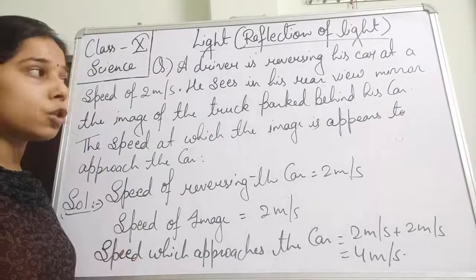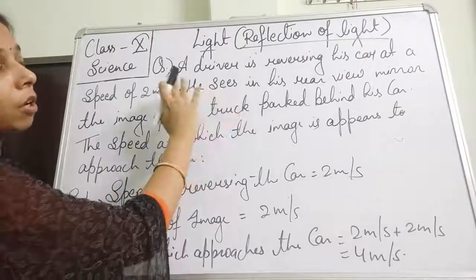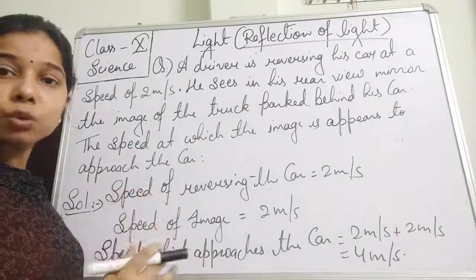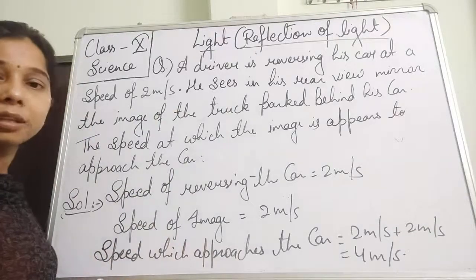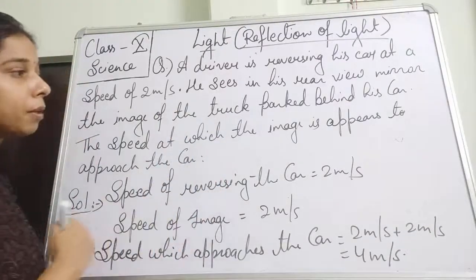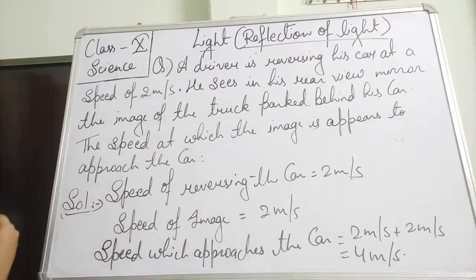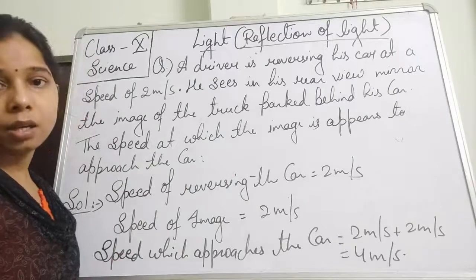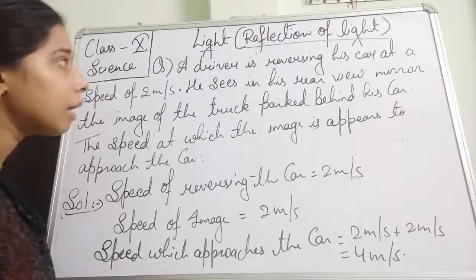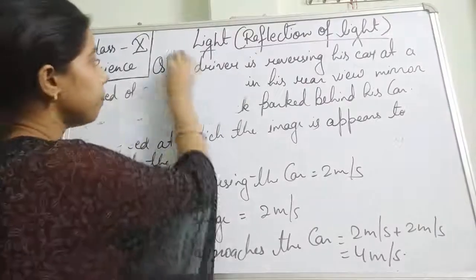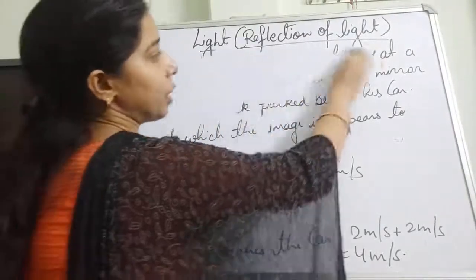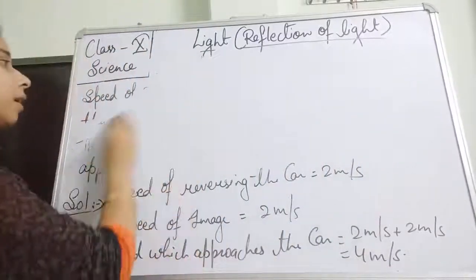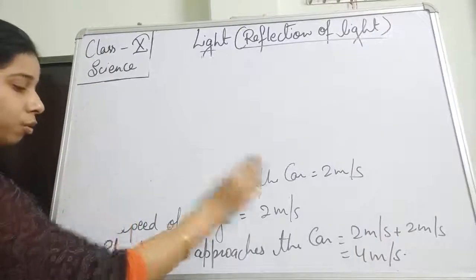Okay, so the object is moving toward the image at 2 meters per second. The image also appears at the same distance, and ultimately the total speed tells us that the image appears to approach the car at 4 meters per second. So these kinds of questions will be asked related to plane mirrors. Whenever such questions are asked about plane mirrors, it will be like that, and I hope you are able to solve it.